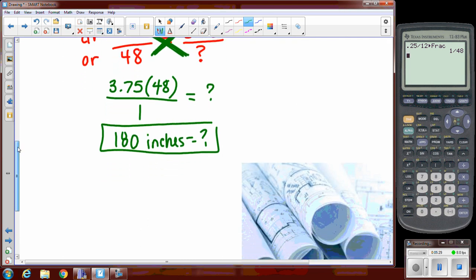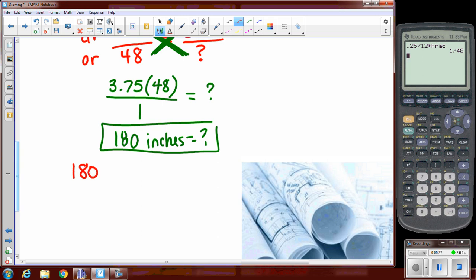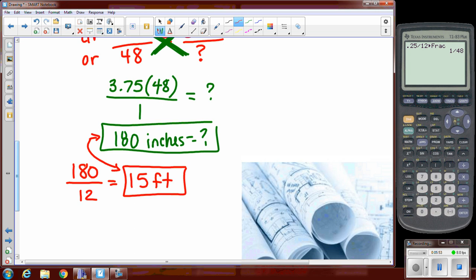Now 180 inches, you might have a hard time visualizing that, but if you do remember that there's 12 inches to each foot, so if I was to divide these out, 180 divided by 12, well, that would mean this room would be 15 feet long. Either one of these answers in this case is acceptable because it doesn't ask you to be in inches or feet. But this room is 15 feet long or 180 inches long.